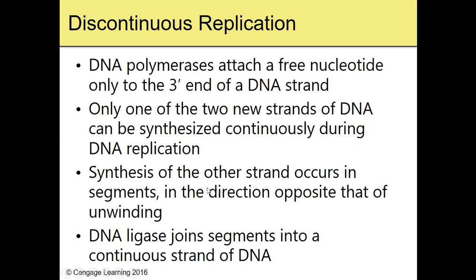The other strand, the discontinuous strand, is going to have to make little tiny chunks of DNA, then skip up and move down from 3 to 5 prime, skip up, move down 3 to 5 prime. It has to do that in segments because it's the opposite direction. So that side is going to take a little bit longer, and that side is where we use our DNA ligase to join those little segments as we go along so that we can make one continuous strand of DNA.